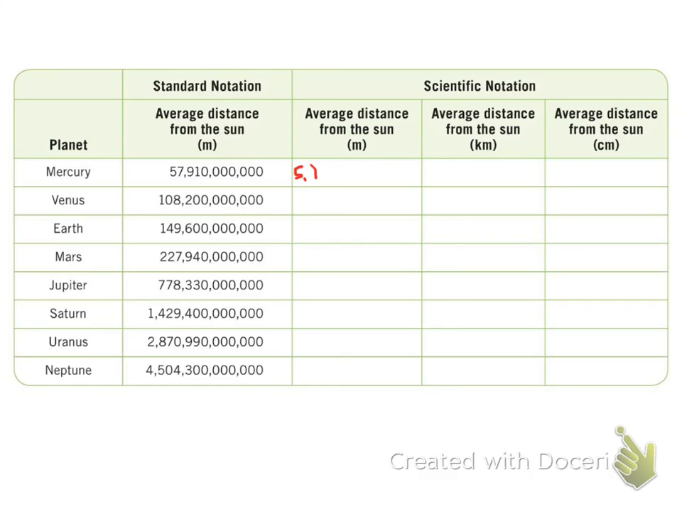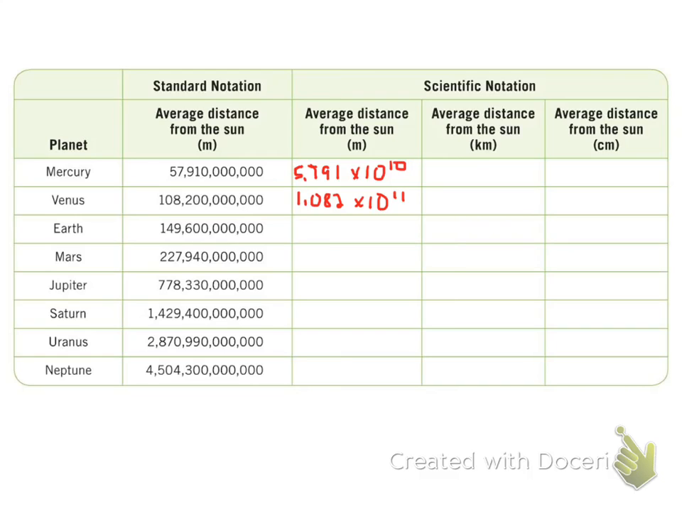So 5.791 times 10 to some power. What should the exponent be? 10. What about Venus? Between the 1 and the 0, so 1.082 times 10 to the 11th power. Let's skip down to Saturn.